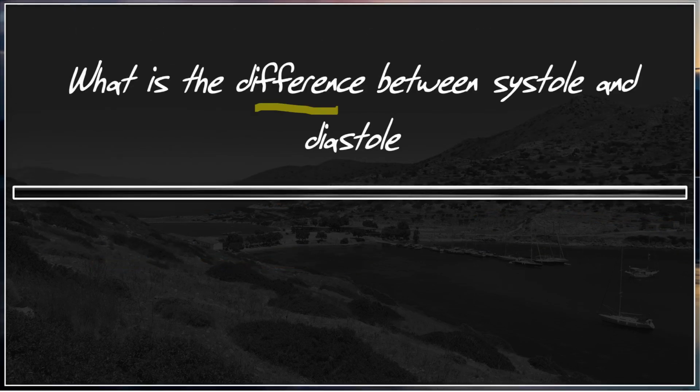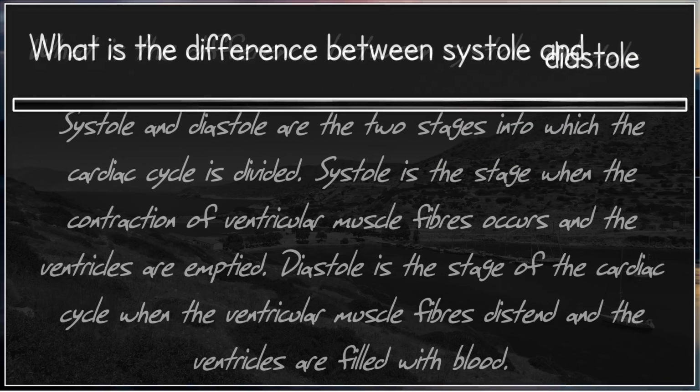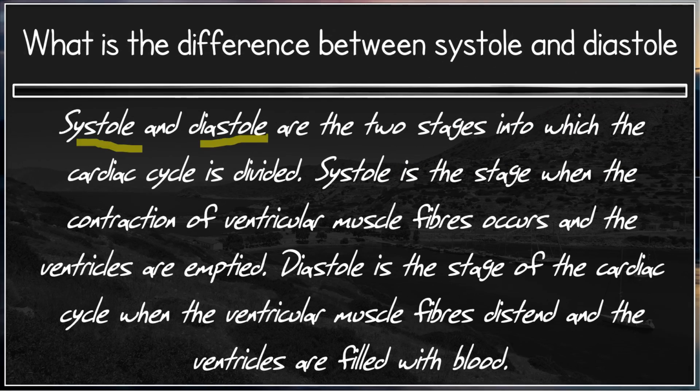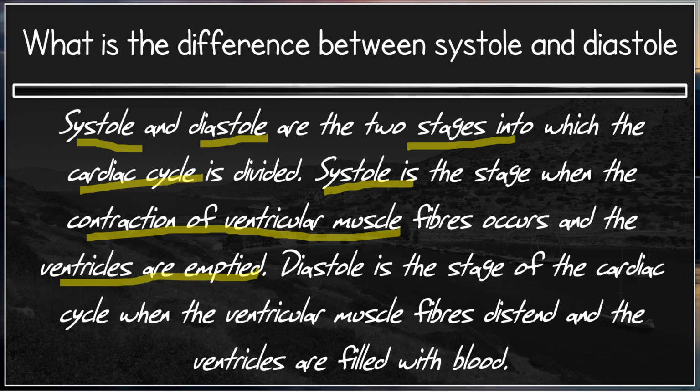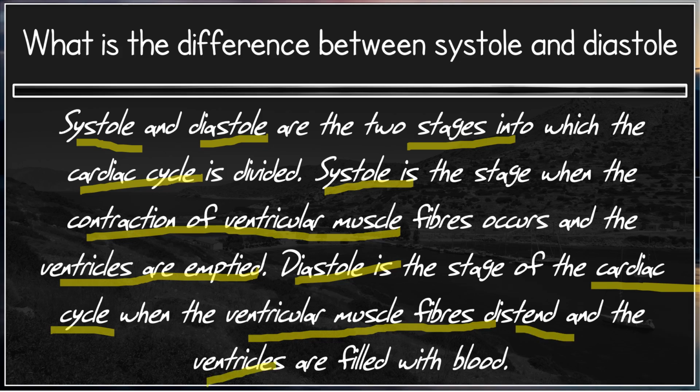What is the difference between systole and diastole? Systole and diastole are the two stages into which the cardiac cycle is divided. Systole is the stage when the contraction of the ventricle muscle fibers occurs and the ventricles are emptied. Diastole is the stage of the cardiac cycle when the ventricle muscle fibers distend and the ventricles are filled with blood.